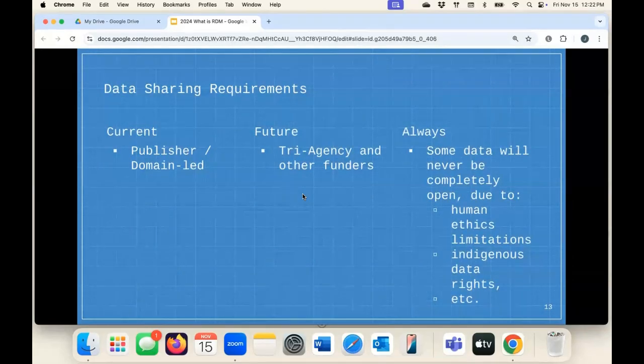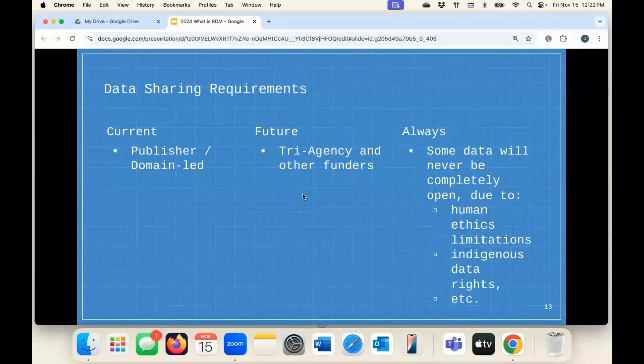Again, data sharing requirements, that third component. Right now, it's really being led by publishers and some domains. What I mean by that is the genetics people always share. Certain groups in science are very sharing focused because they will collaborate and use each other's data and make bigger pronouncements with the data that's been gathered in multiple places.